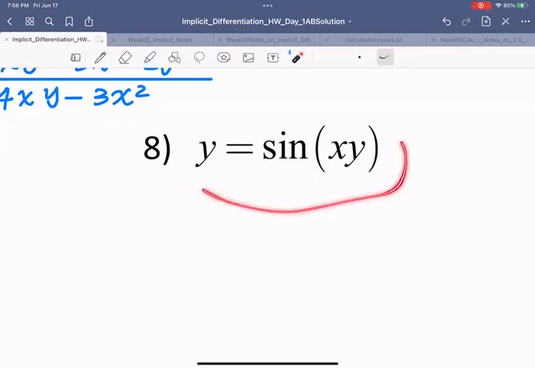Anybody need help for this question? Let me know. Don't feel shy.